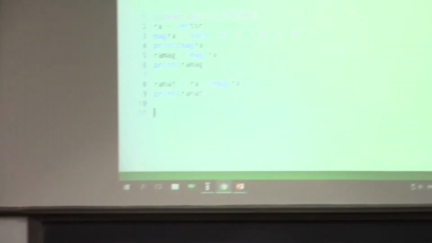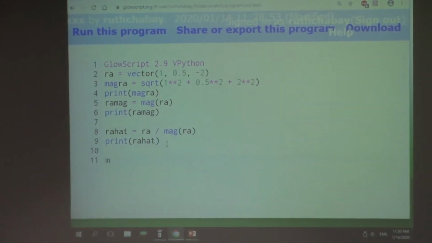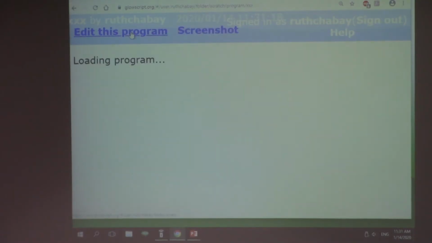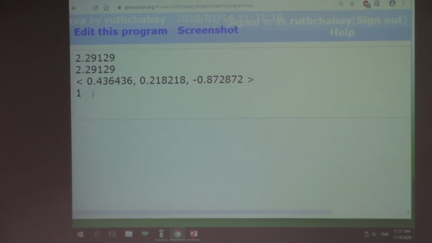let's calculate, we'll call it check, is magnitude of RA hat. And now you think this is going to come out to exactly 1? Probably not quite, huh? Because there's some rounding error going on in our floating point representation. Well, that's pretty close.